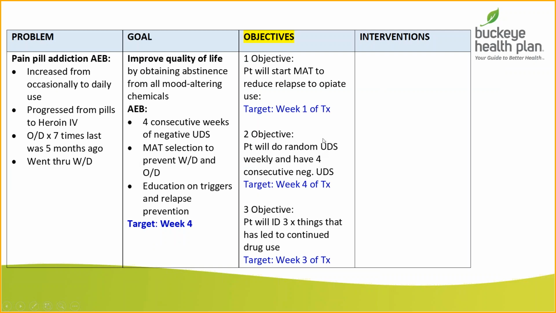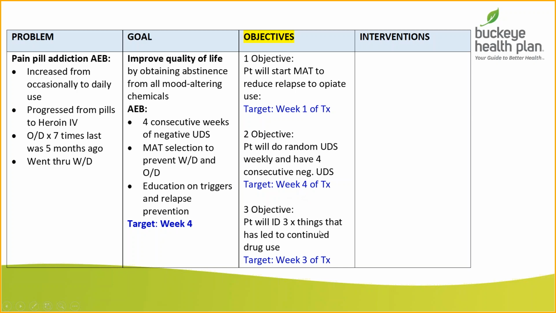The objectives might be: okay, well, you've got to get the patient started on MAT, and we want to do that the first week that she's in treatment. We don't want to wait to week 7. The next objective, we're going to do random drug screens weekly, and she will have 4 consecutive negative drug screens. And if you're going to do 4 negative weeks, you at least got to bring this out to week number 4, target date.